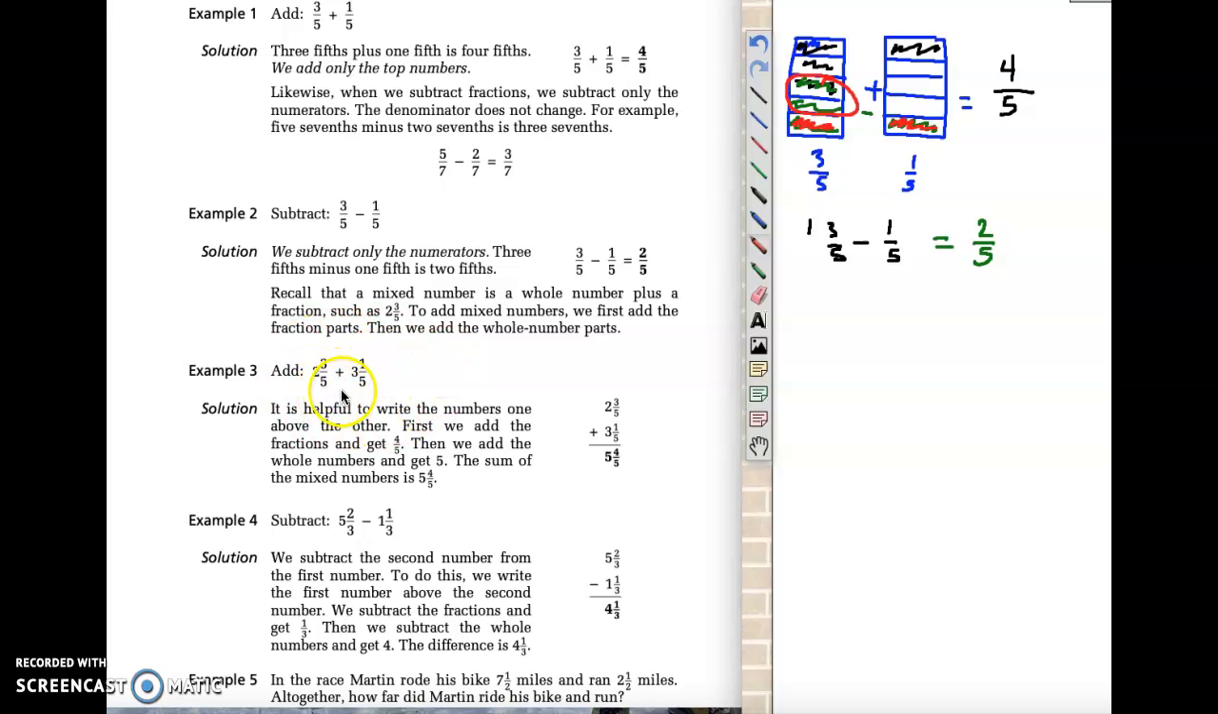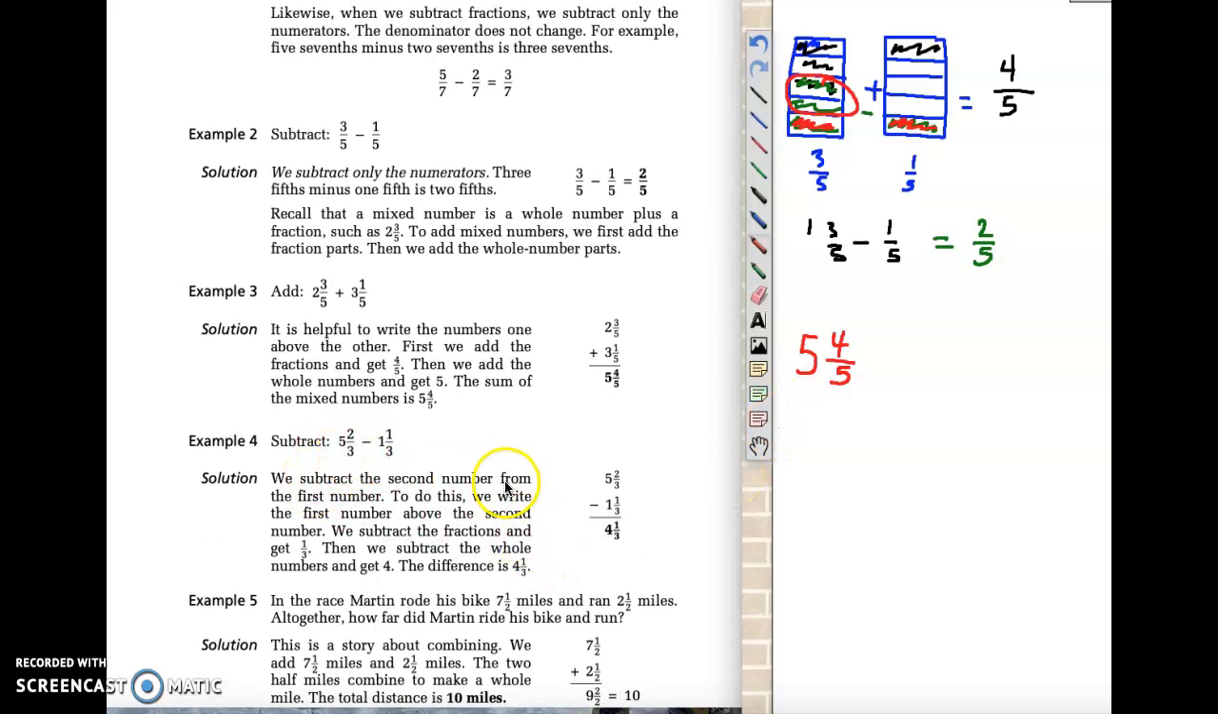Okay, let's go to example 3. It has 2 3/5 plus 3 1/5. The same idea here. We have the common denominator of 5, so we can add our numerators. We now have 4/5, but we also have to add our whole numbers. 2 plus 3 is 5. So 5 4/5. Let's look at example 4. It says subtract 5 2/3 minus 1 1/3. We have the same denominator, which means we can just subtract our numerators. 2 minus 1 is 1. Our denominator is 3. And we subtract 1 from 5 as our whole number, so that we are left with 4 1/3.